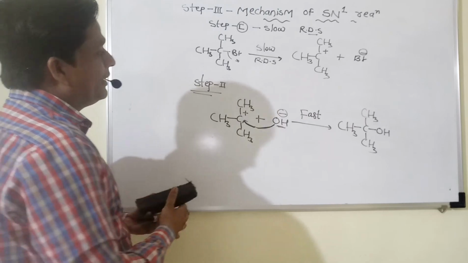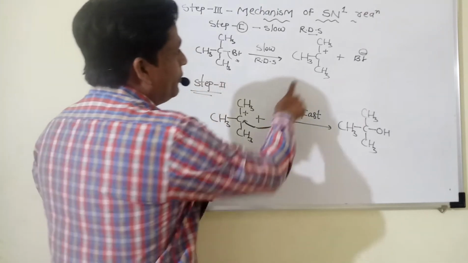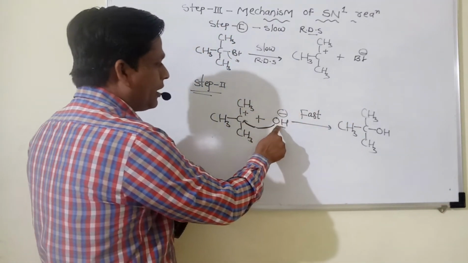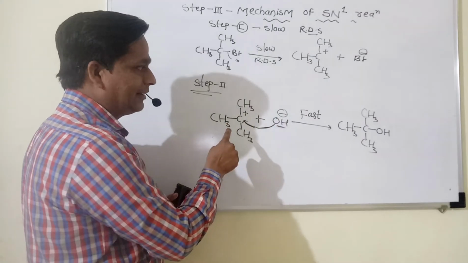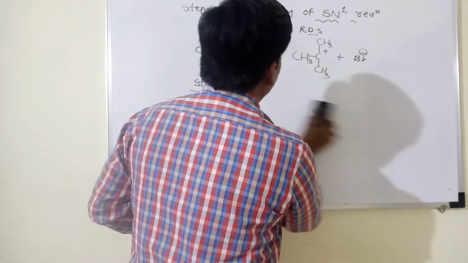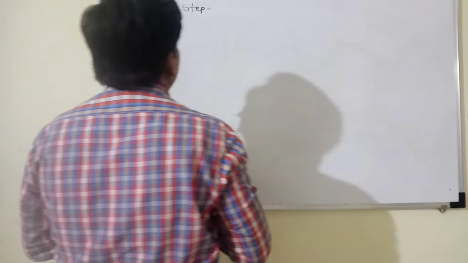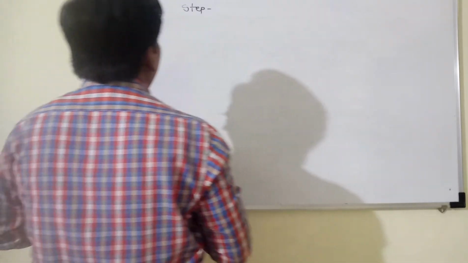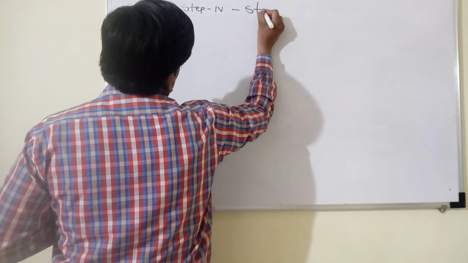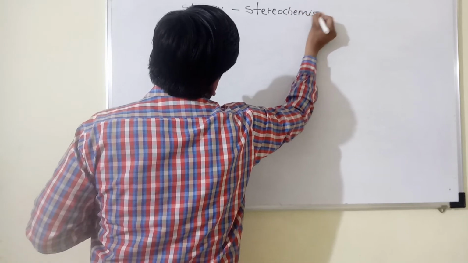Now we see the stereochemistry. In stereochemistry, what you have to see is, whatever carbocation we get, if the nucleophile attacks on the front side, or if it attacks on the backside, then what happens? Please see this in stereochemistry. This is step 4, stereochemistry.